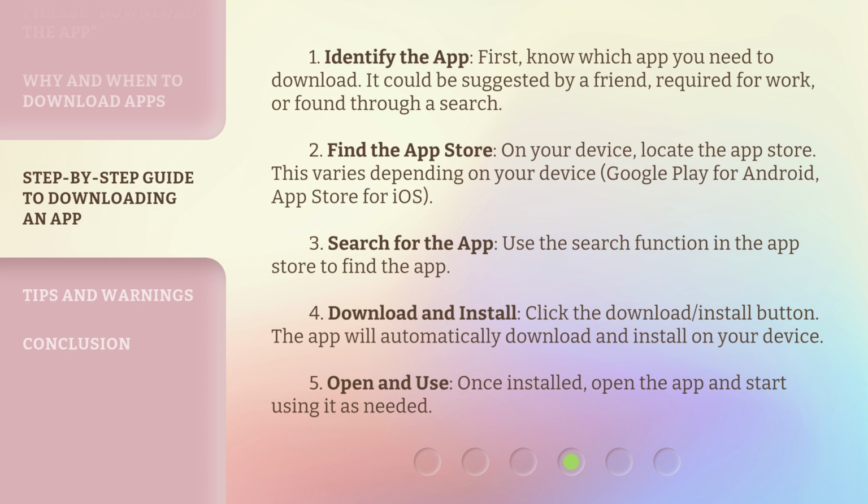3. Search for the app. Use the search function in the App Store to find the app. 4. Download and install. Click the Download, Install button. The app will automatically download and install on your device. 5. Open and use. Once installed, open the app and start using it as needed.